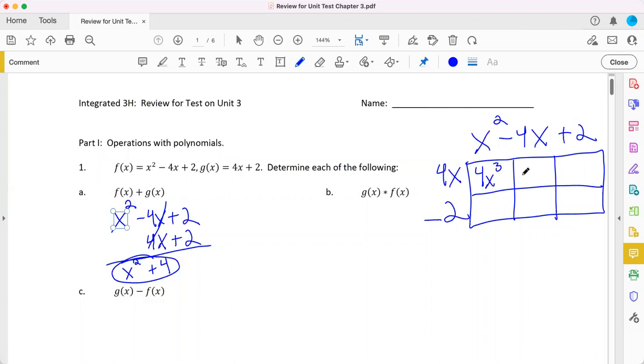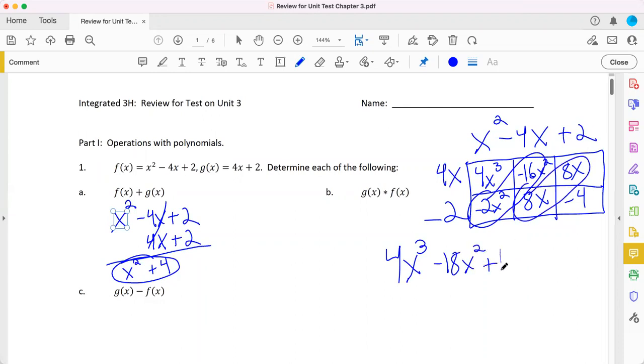Getting 4x cubed minus 16x squared, 8x, minus 2x squared, 8x, one more time, and then minus 4. Write it out. Yeah, 4x cubed. Combine these x squared terms. That's minus 18x squared. Combine these x terms. 16x, we're driving. And this is your final answer here.